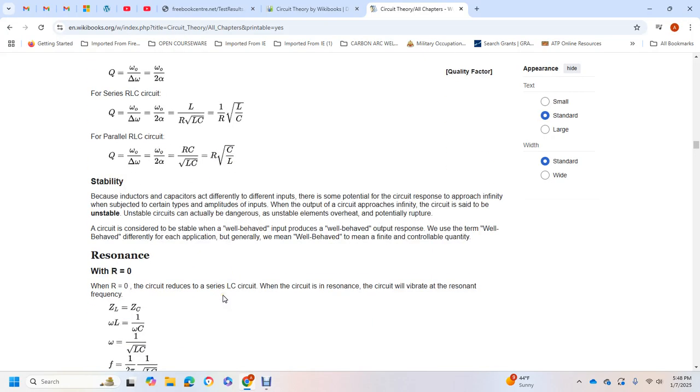Stability. Because of the inductor and capacitor with a different input, if the output of the circuit responds by approaching infinity for a certain type of input amplitude, the circuit is said to be unstable.